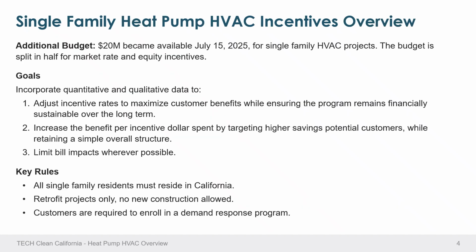$20 million became available July 2025 for single-family HVAC projects. The budget is split in half for market rate and equity incentives. The goals of this relaunch were to incorporate quantitative and qualitative data to: 1. Adjust incentive rates to maximize customer benefits while ensuring the program remains financially sustainable over the long term. 2. Increase the benefit per incentive dollar spent by targeting higher saving potential customers while retaining a simple overall structure. And 3. Limit bill impacts wherever possible.